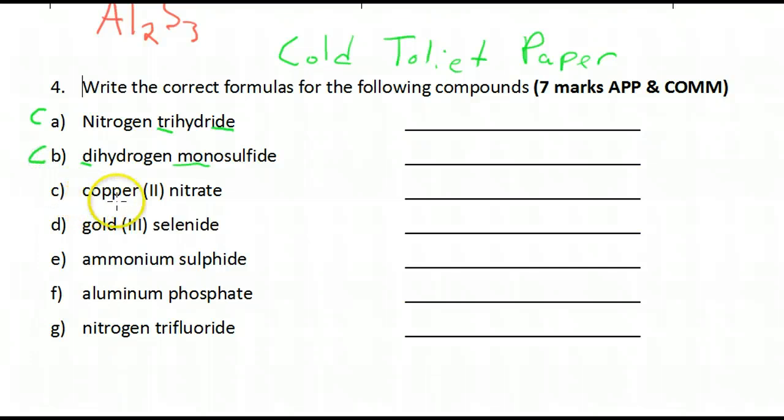The next one, copper 2 nitrate. Okay, so there is a 2 here. So that means that it is a transition metal.